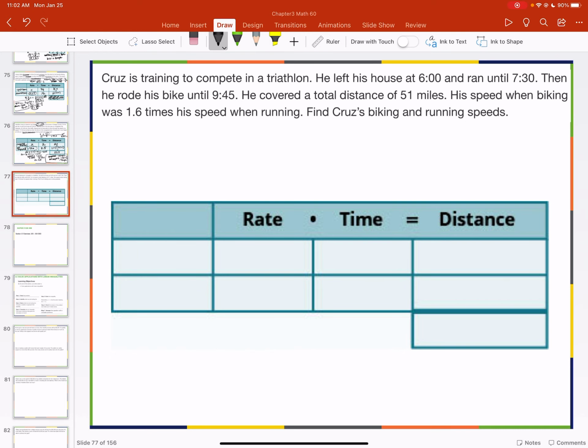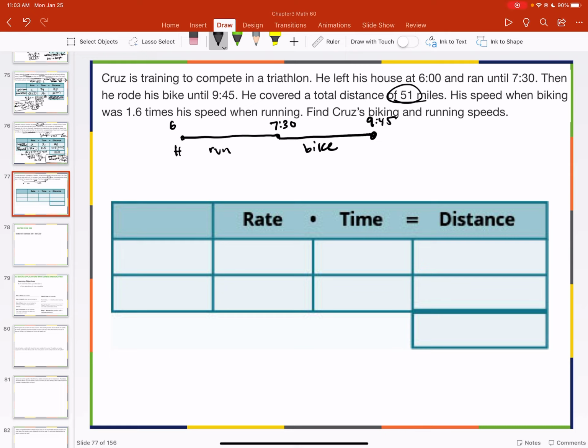Okay, one more problem. So we have here, Cruz is training to compete in a triathlon. He left his house at 6 and ran till 7:30. So let's say he left his house at 6 a.m. and he ran till 7:30. This is run. And then he rode his bike until 9:45. So then this is biking. And the total distance is 51 miles, okay?